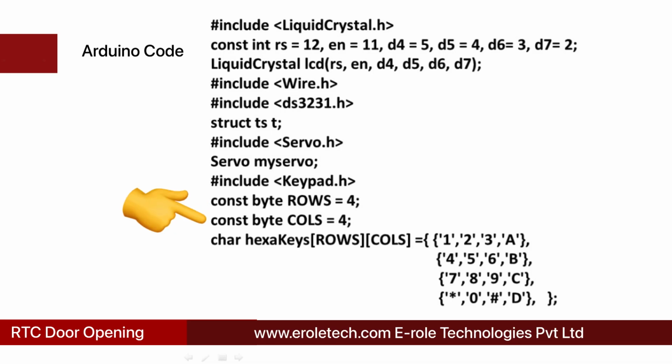One is rows, and second one is columns. We have given value 4 to both the variables, because we are using a 4x4 keypad. Now we have declared a 4x4 2D array, hexaKeys, and given a name to each array location.